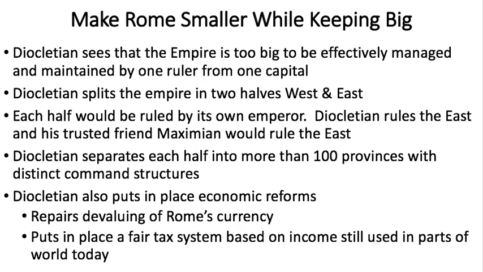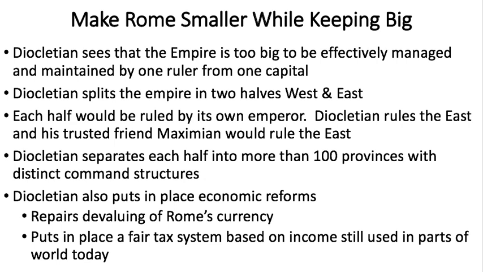One of the things that Diocletian sets to do is, in order to keep the empire intact as an entity, it needs to be split into smaller parts. So he wants to make Rome, as I say up there, smaller while keeping its overall power big. To this end, he chooses to split it into two halves, an eastern half and a western half.